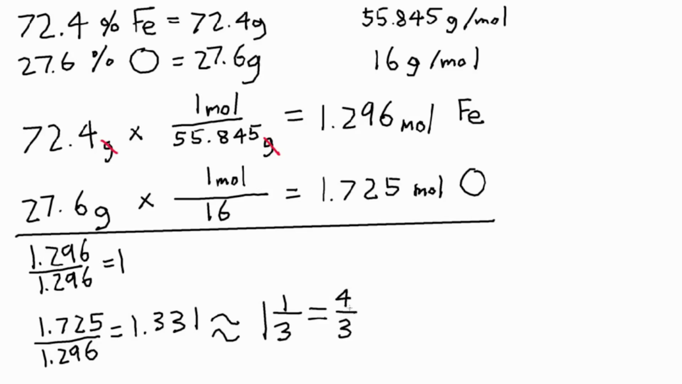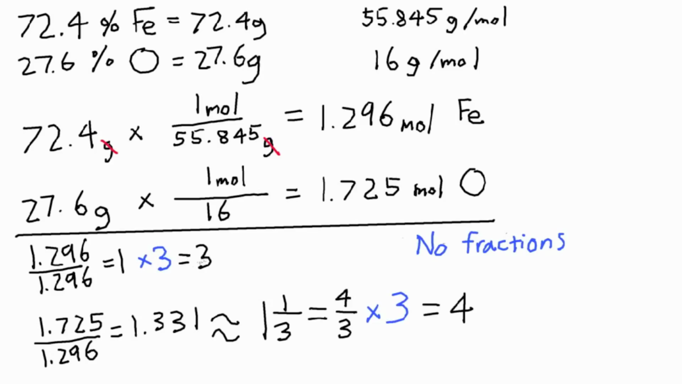But we want the answer to be in whole numbers, so we want to get rid of the fraction by multiplying by the denominator, which in this case is 3. Make sure you multiply both the iron and the oxygen by 3 because you want to keep the ratio constant. Now you can see we have 3 irons and 4 oxygen, and so we're basically done. Just write out the empirical formula and that's that.